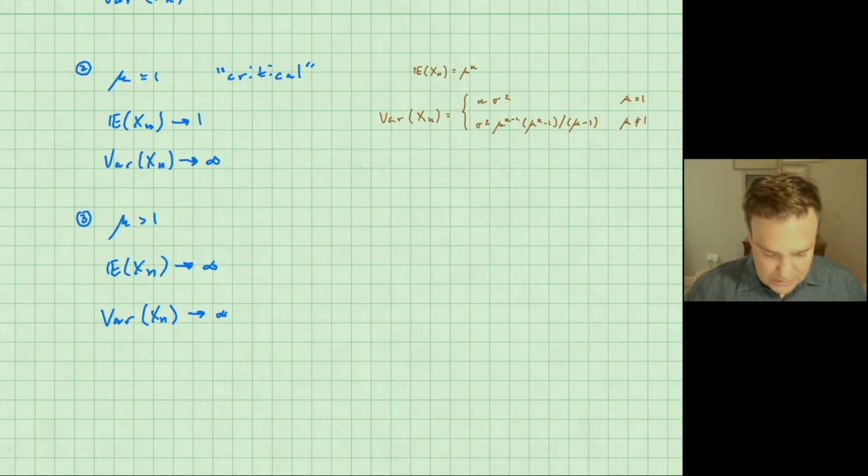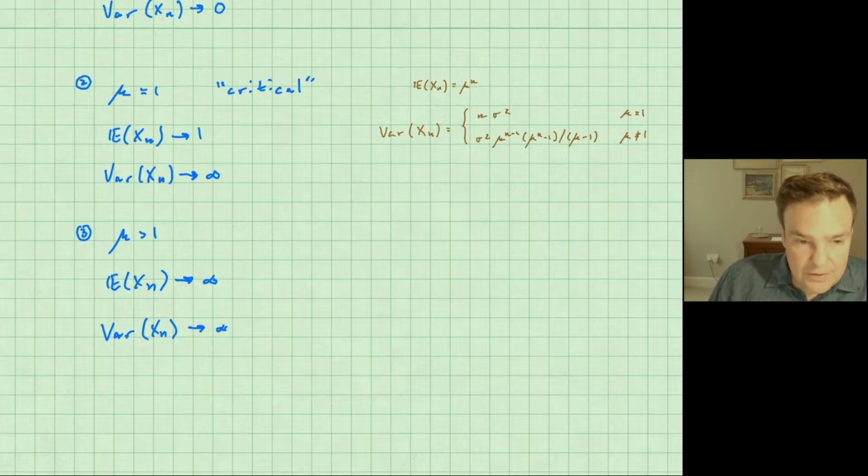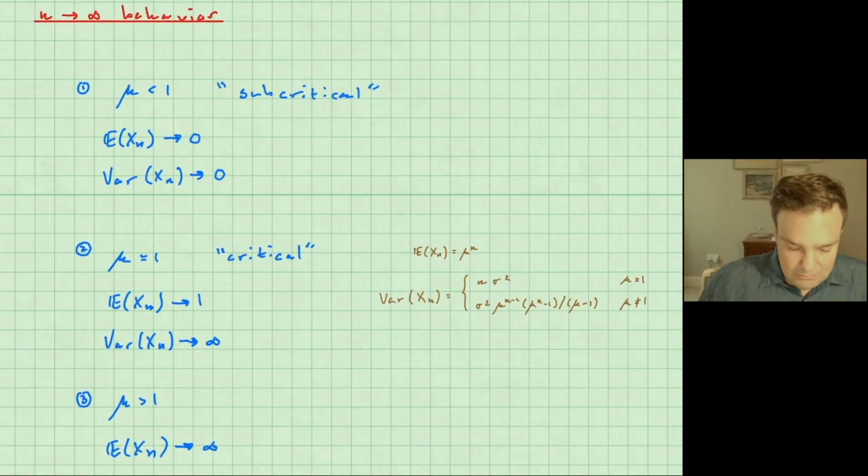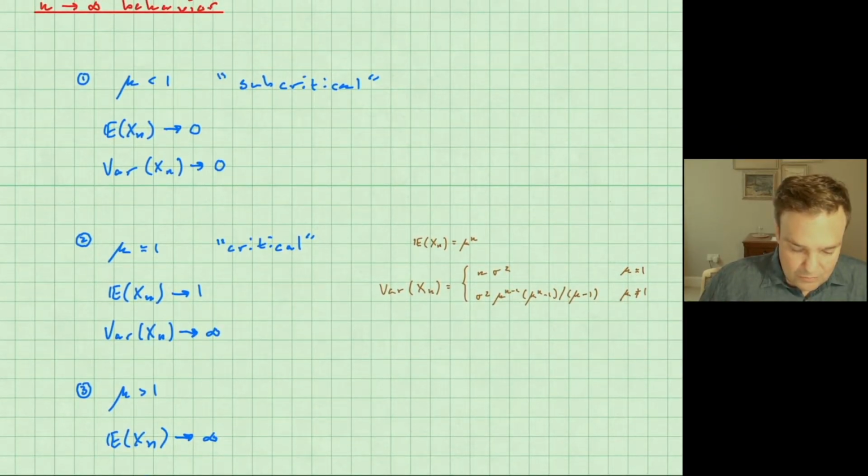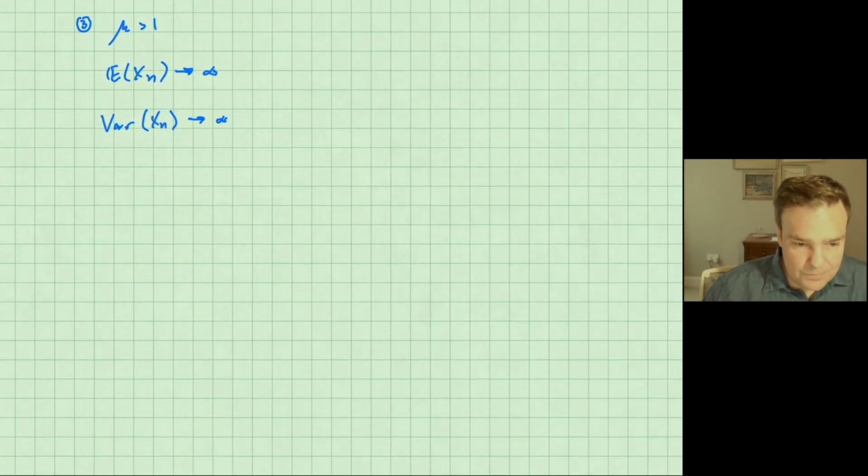And so these are the three typical behaviors for the population over long times for the different types of mu's. So it's super important. This mu equals 1 value, which is sort of peculiar, is special. If you go just a little bit smaller or a little bit bigger, then over long times you get very, very different behavior.